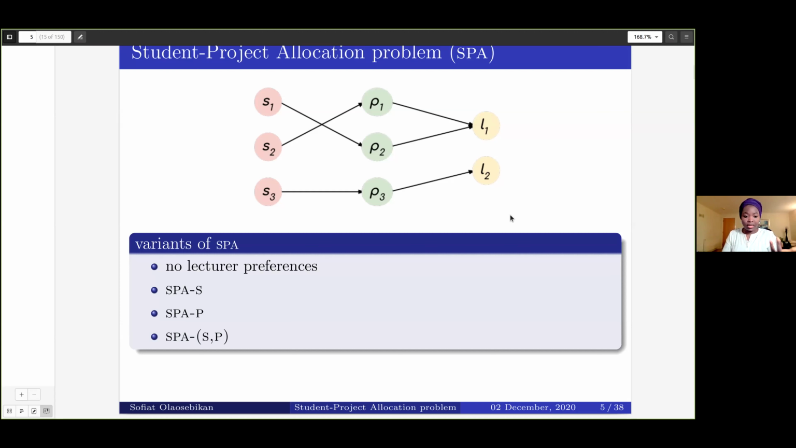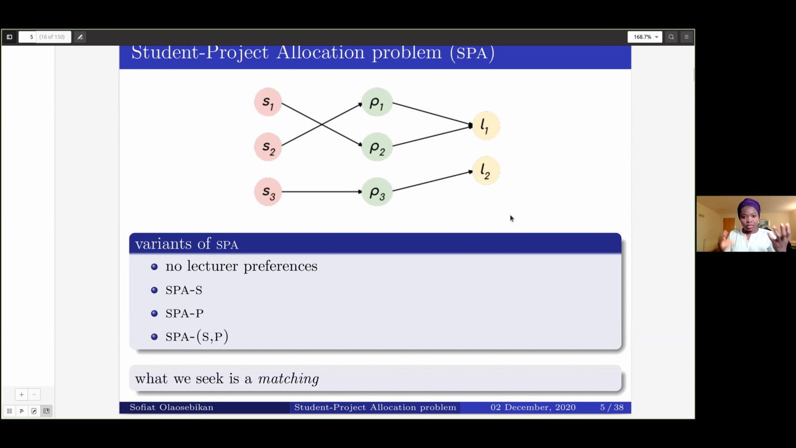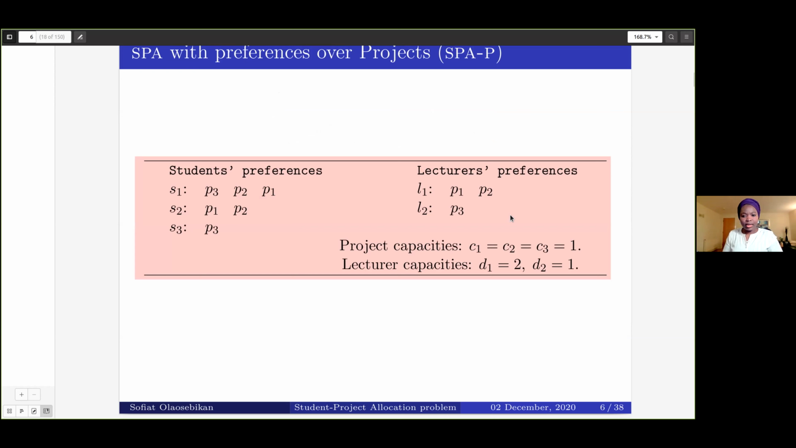So we have SPA-P, and then we have SPA-SP, which is the hybrid of SPA-S and SPA-P, where lecturers can have preferences over student-project pairs. Now, in all of these variants, one thing we seek is a matching, that is, an allocation of students to projects that respects the preferences involved and the capacity. For my talk, I'm going to be focusing on SPA-S and SPA-P. That's the student project allocation where students have preferences over projects and lecturers have preferences over students, or they have preferences over the projects, but not the two at the same time. Next, I'm going to be looking at SPA-P first.